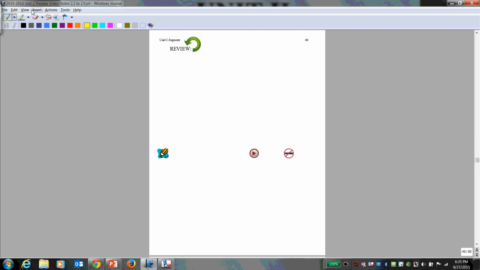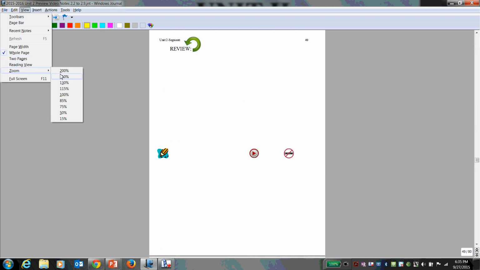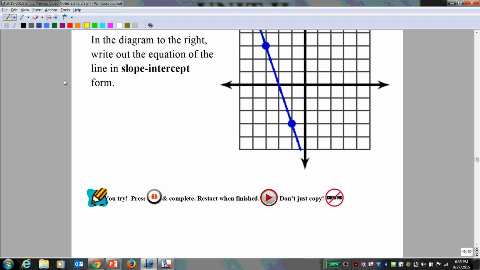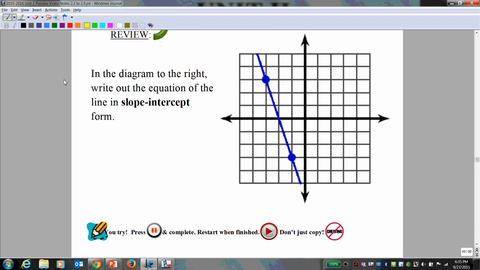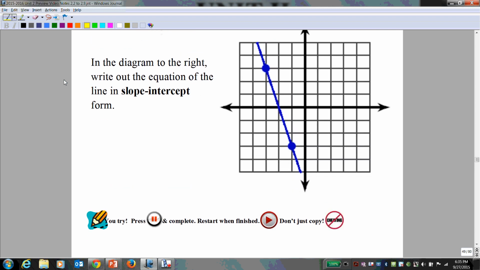Let's do a little review before we go on here. In the diagram to the right, I'd like you to write out the equation of a line in slope-intercept form. Write the equation of this line in slope-intercept form. Pause.